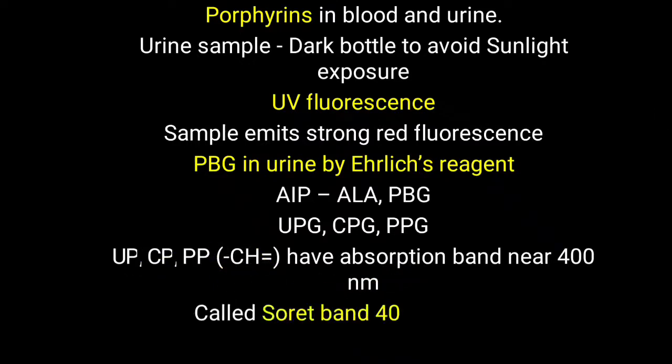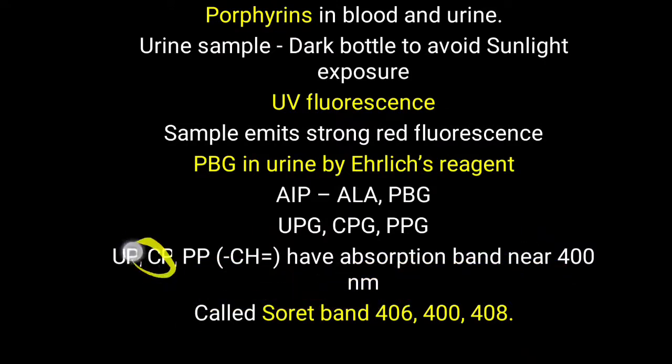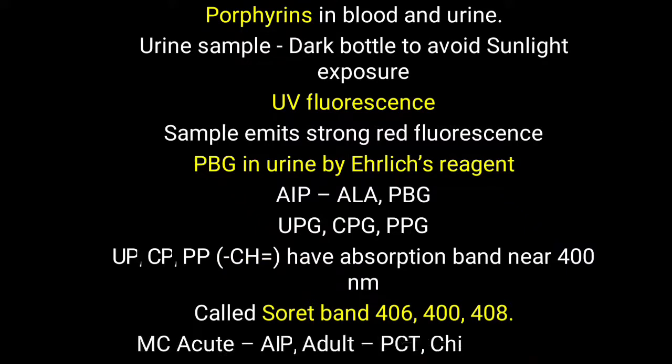Now further, how to detect this particular porphyrin, that is also possible. They absorb light near 400 nanometer, but uroporphyrin is around 406, coproporphyrin around 400, and protoporphyrin typically absorbs light in the band of 408 nanometer. So that can be very helpful for the detection of a particular porphyria.